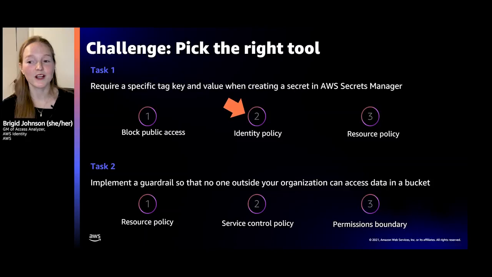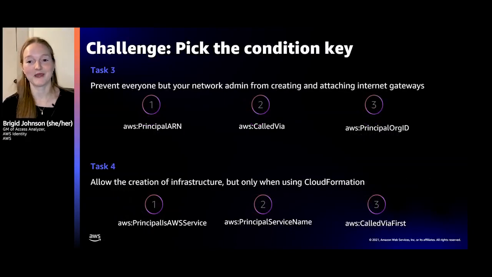All right, implement a guardrail so that no one outside your organization can access data in a bucket. A resource policy. This is going to go on the bucket itself, and you will use a condition to require that access. All right, pick the right condition key. Prevent everyone but your network admin from creating and attaching internet gateways. What condition key are you going to use? Principal ARN. That's the everyone but the network admin. You'll use the role ARN there.